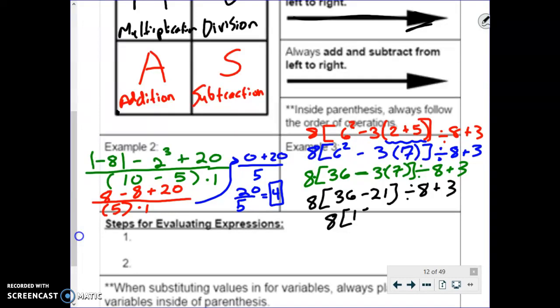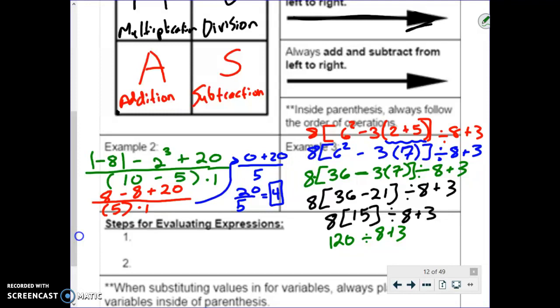8 times 15 divided by 8 plus 3. And at this point, one of my students today pretty impressively said that we can break 15 down into 10 and 5, and 8 times 10 is 80, and 8 times 5 is 40, and that adds together to be 120. We could also always use our tool on our desk, but it's good to have that mental math skill.